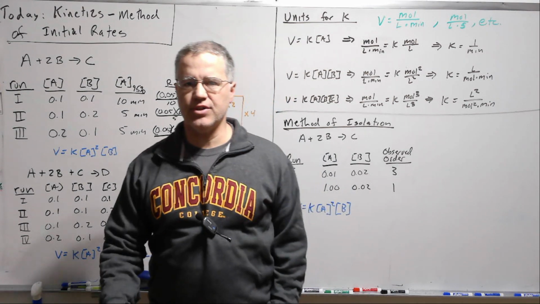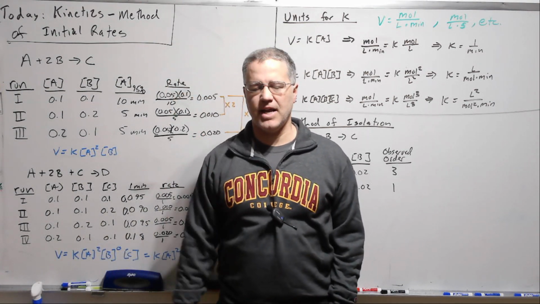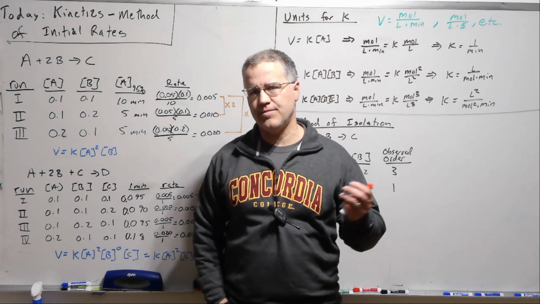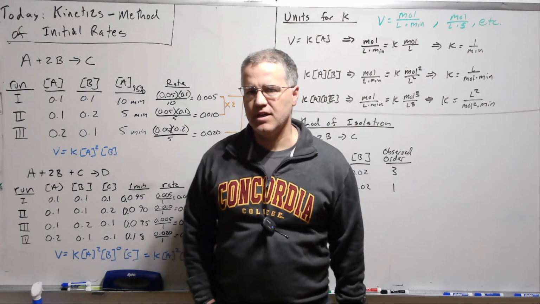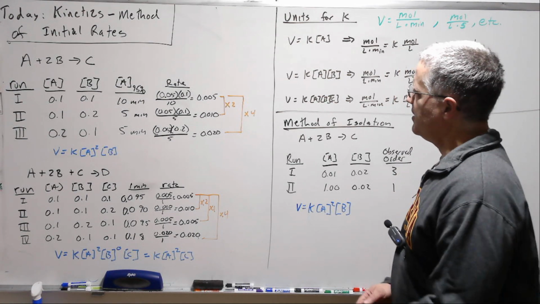I'm going to do two examples here to show you two different ways the data might come at you, and then I'll let you be on your own for this. It's just a matter of working through the problems in your book. Any book you have will have a number of problems on the method of initial rates in its kinetics chapters.